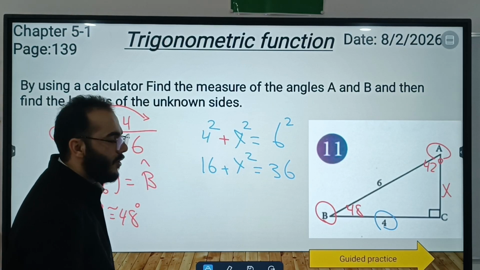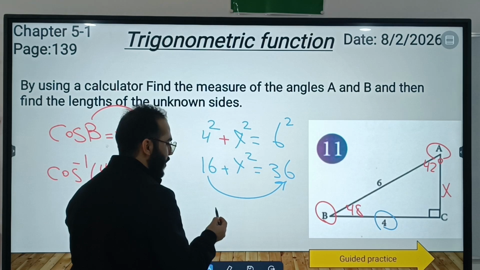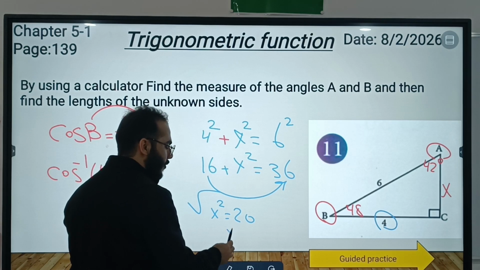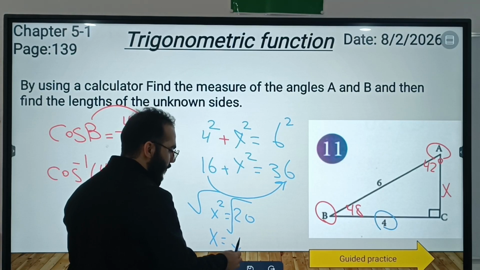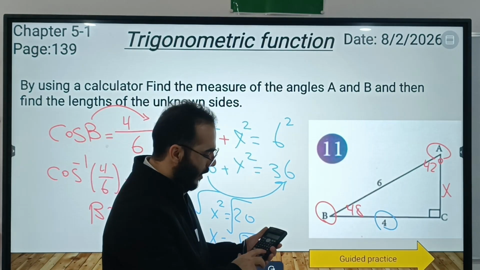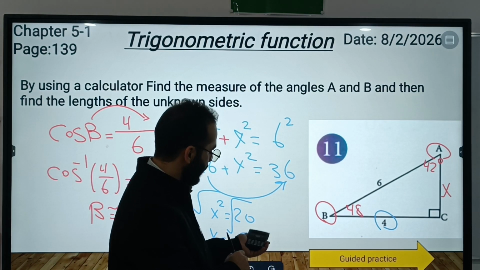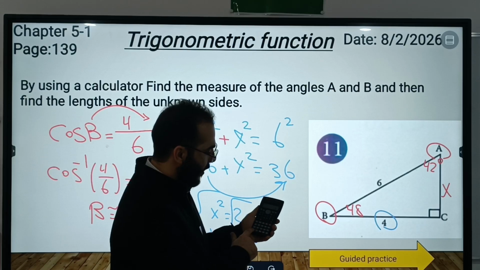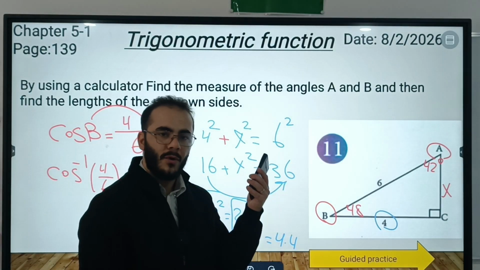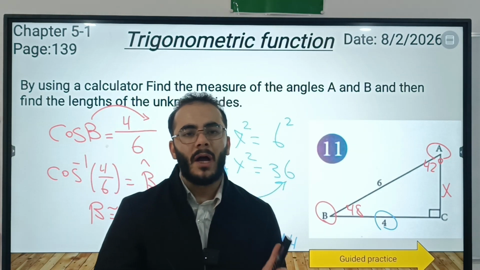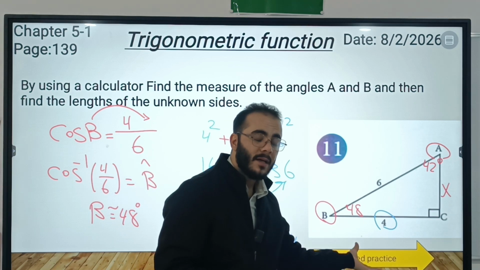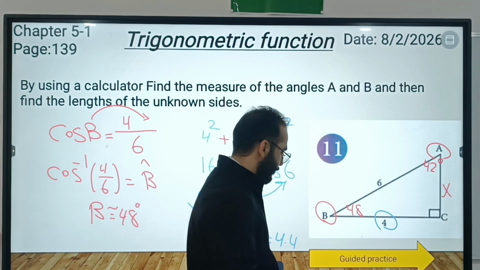How do we do this kind of question? So move this 16 to the other side. It's going to become x squared equals 20. Take the square root to remove that square. So x equals square root of 20. Square root of 20 is between 4 and 5, so you can just keep it like this. Or if you were wondering what it is equal to, square root of 20 equals 4.4. This is how we find the acute angles by using inverse trigonometric functions and how to use the Pythagorean theorem to find the length of a side.